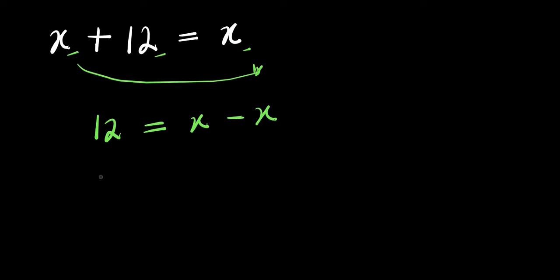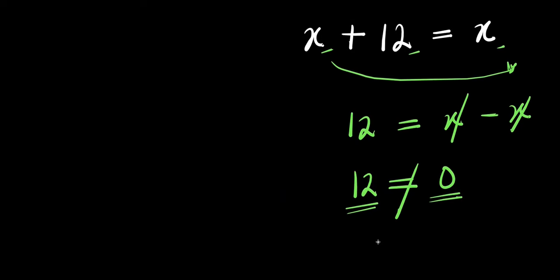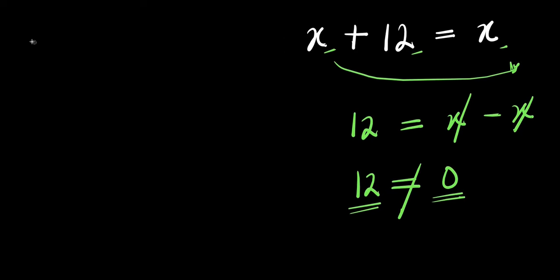So from here, I will have 12 equals x minus x, which is 0, but 12 is not the same thing as 0, so that is not correct. How do we solve this problem? Now, let's do it this way. I have x plus 12 equals x.